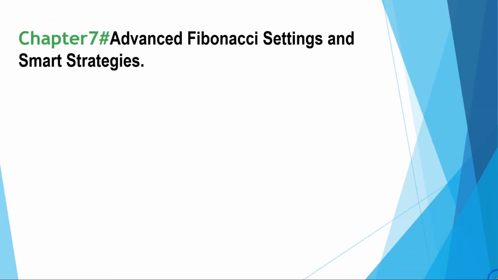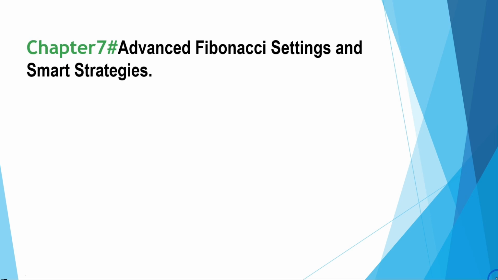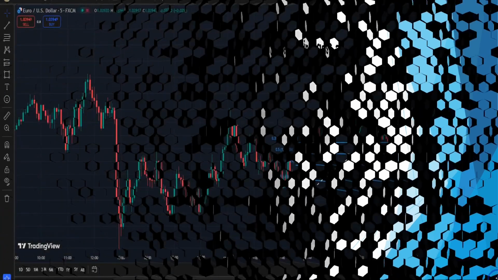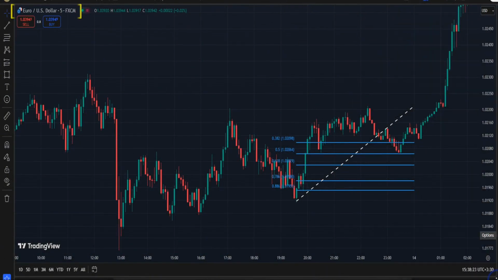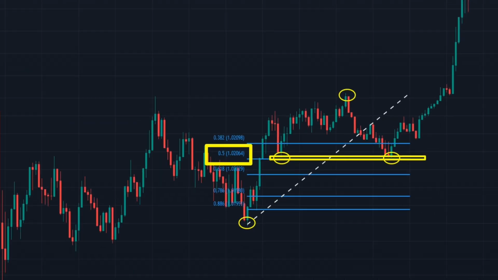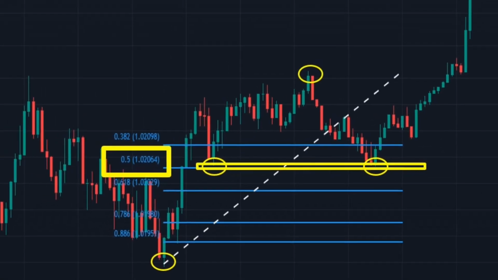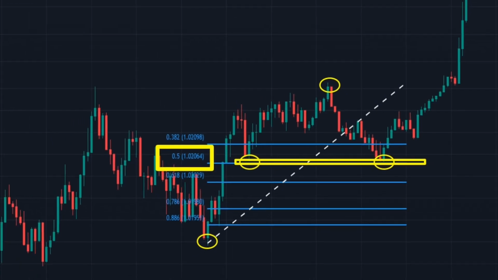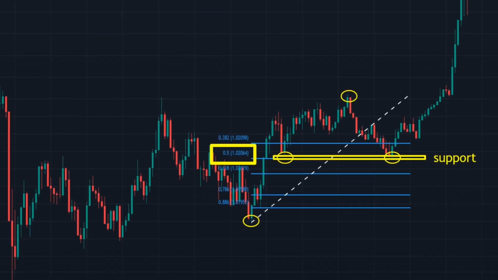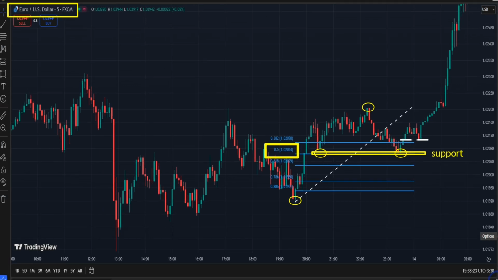Chapter 7. Advanced Fibonacci Settings and Smart Strategies. In the EUR/USD chart on the 5 minutes time frame, we identified a movement and applied Fibonacci retracement to pinpoint the end of the corrective wave. The price reacted beautifully at the 50% level, which, based on previous price action, creates a support zone.